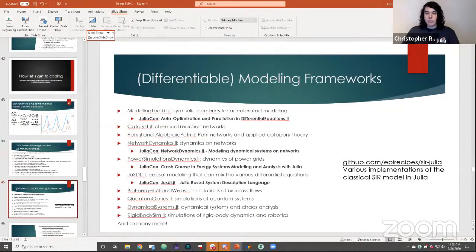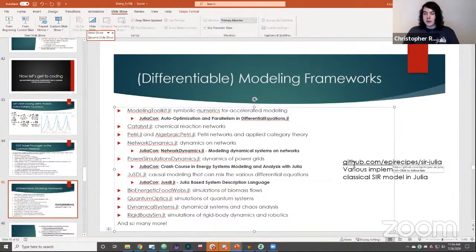If you want help writing your model from scratch, you can utilize tools like ModelingToolkit.jl. There will be a whole talk at JuliaCon this year about how that can allow for automatic parallelization. You can utilize Catalyst.jl for chemical reaction networks. You can utilize Petri.jl. A lot of these different methods are shown in a nice GitHub repository, epirecipes/sir-julia, which utilizes the same model, the SIR model, with a lot of these different modeling packages to show how you can use all of them. NetworkDynamics.jl is a great way to specify a graph and make the ordinary differential equation work on that graph.